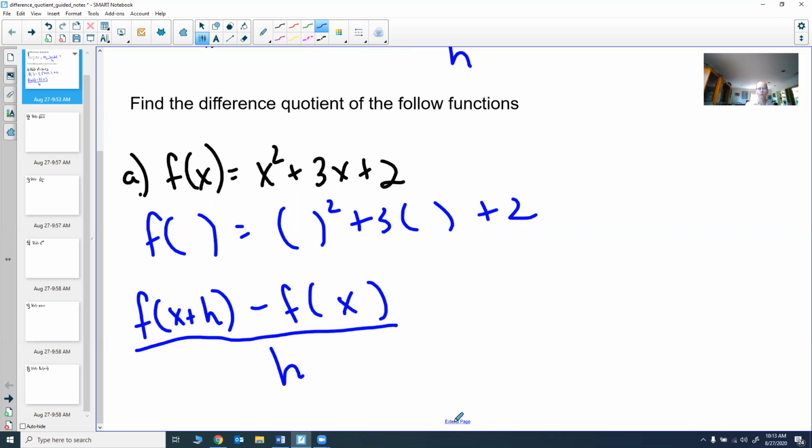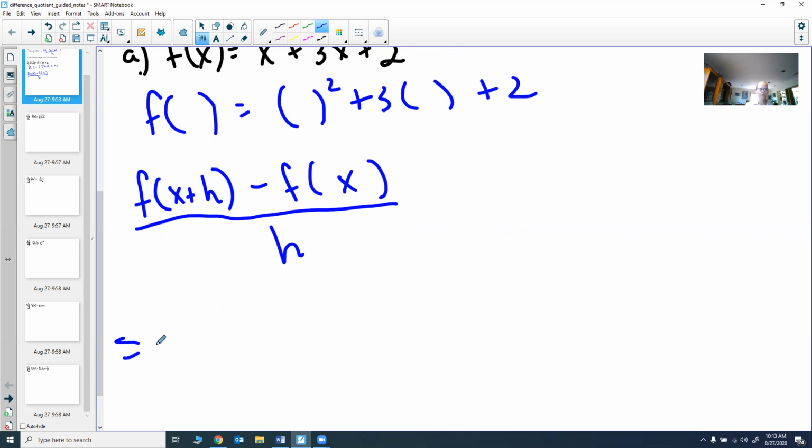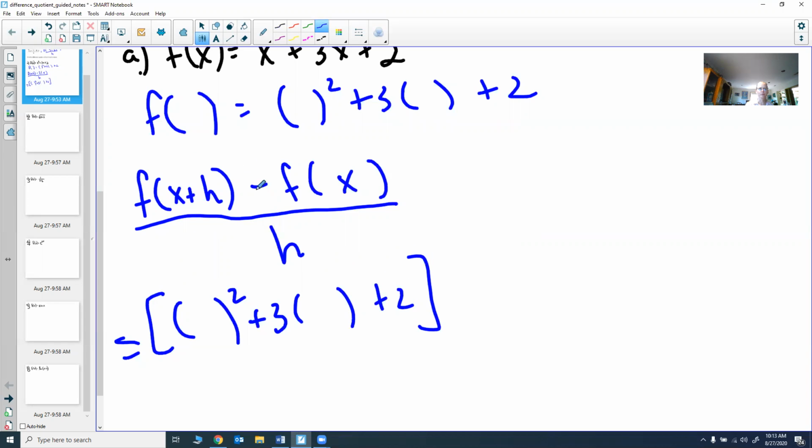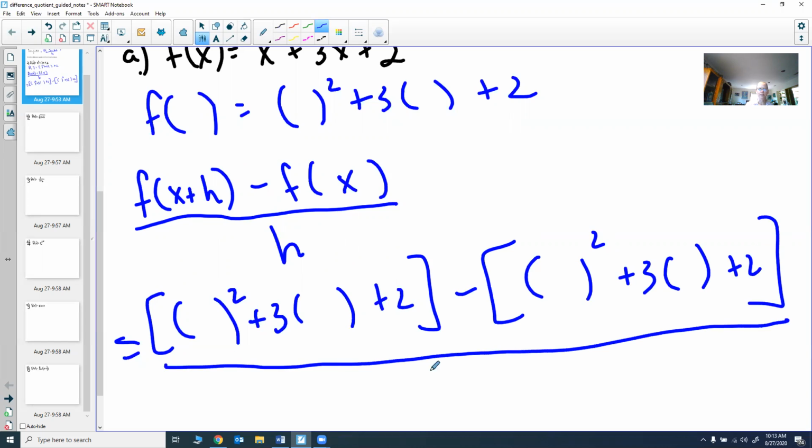And now we can go use it in our function. So our function is something squared plus 3 times something plus 2. So there's the first f of x plus h minus the same function, something squared plus 3 times something plus 2 all over h. And then again, we're going to fill in that something. So I'm going to just take a different color. In this first one, the something is x plus h. The second one, the something is just x.